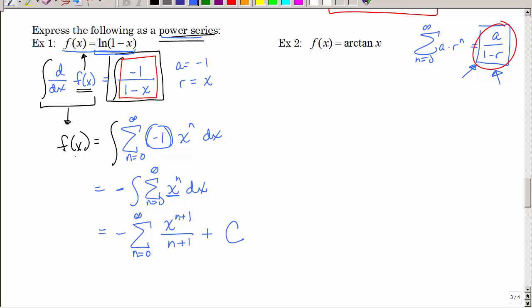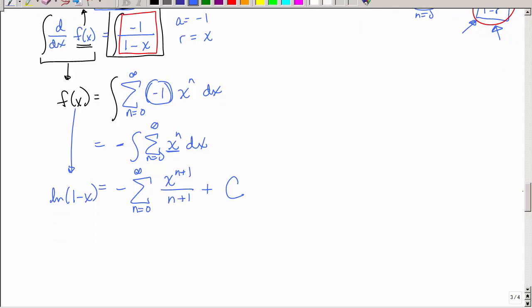And what was my function? Remember f of x? That was the natural log of 1 minus x. So I've now written the natural log of 1 minus x as a power series, but I really need to solve for c. How could I do that?